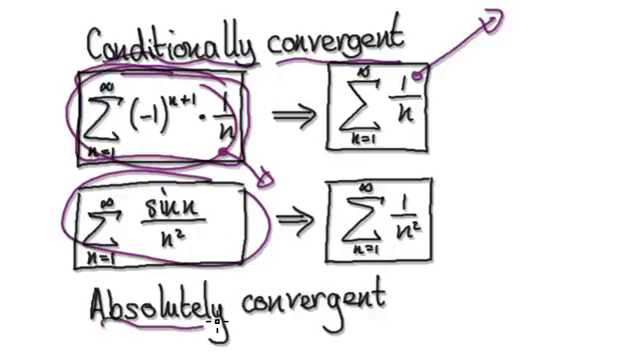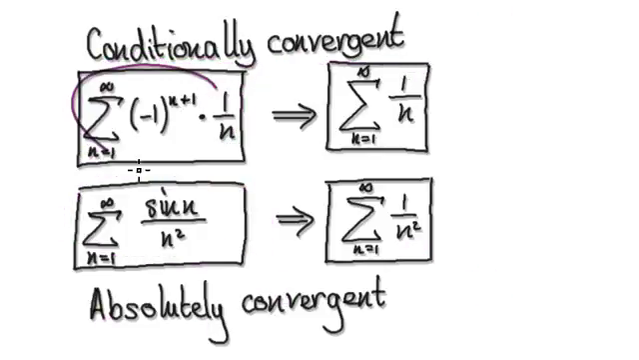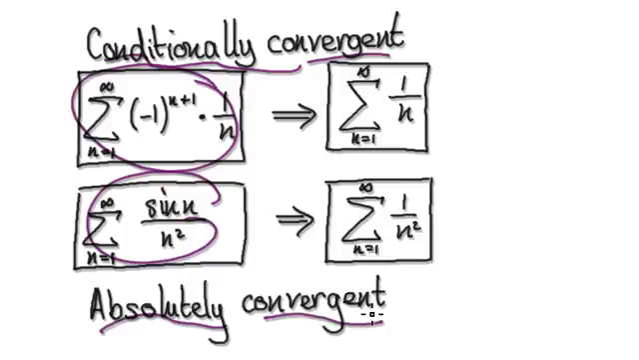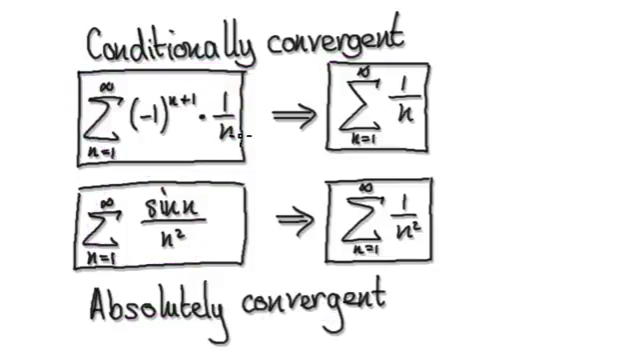This thing here is absolutely convergent, because when you look at the absolute value, it will converge. This will also converge. So this series here is conditionally convergent. This is absolutely convergent. Just terminology, nothing more. It's just terminology. Okay.